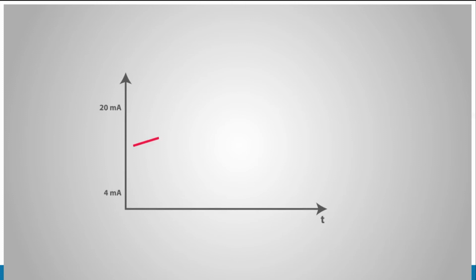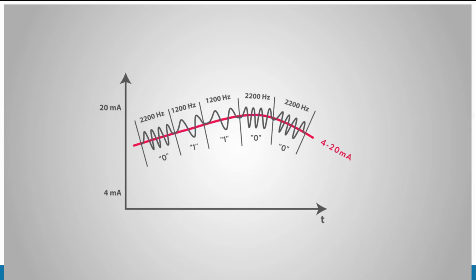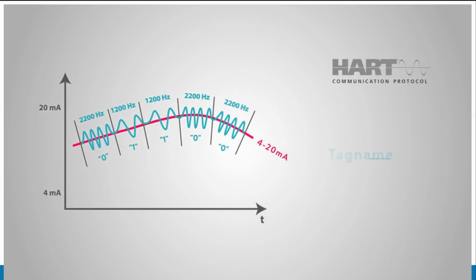So, what if we superimposed a Bell 202 signal on top of a standard analog sensor line signal? We gain the ability to send digital data and analog data at the same time on the same pair of wires. This is HART communication. With HART, we can send analog data, the measured value of the process variable, along with digitally transmitted data, such as a tag name, or calibration settings, or sensor diagnostics. This would be a real productivity enhancement for the process plant.